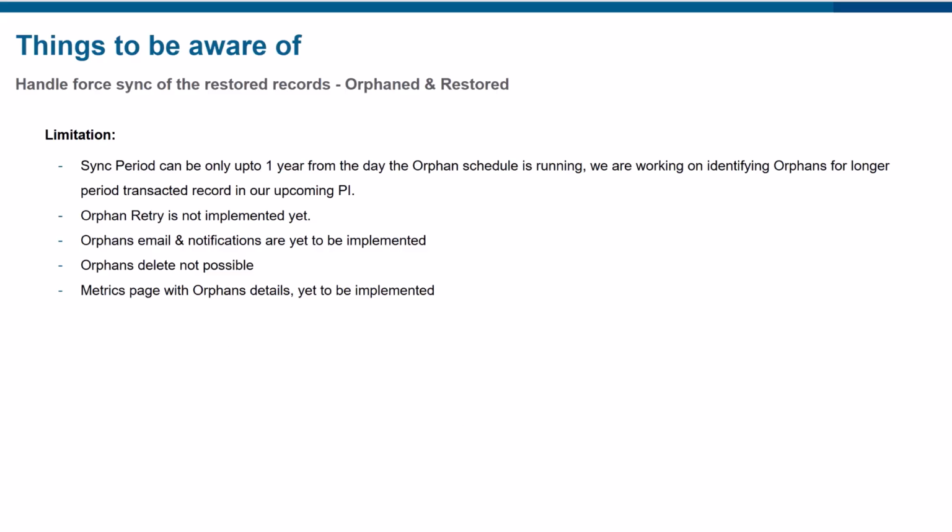And the limitations that I really wanted to call out: the sync period is for 1 year. We'll expand it. Orphan retry, we have not implemented yet. Orphan emails and notifications are yet to be implemented. Orphan delete, any record that's orphaned and you want to delete it, we don't have that provision today. The metrics page also needs to be expanded sometime in our upcoming PI to include the orphans data. So these are the limitations that we have. Let me quickly jump into the demo.